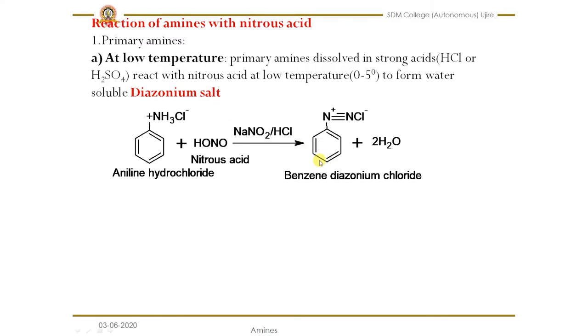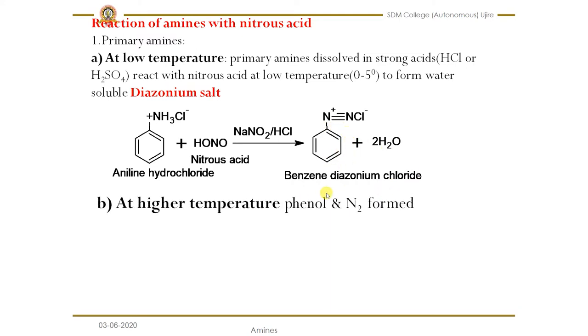So when you have aniline hydrochloride, instead of taking the amine, that is C6H5NH2, treated with acid, it forms the salt, aniline hydrochloride. When it is treated with nitrous acid, that is HNO2, written here as HONO, in presence of sodium nitrite and HCl, it gives benzene diazonium chloride.